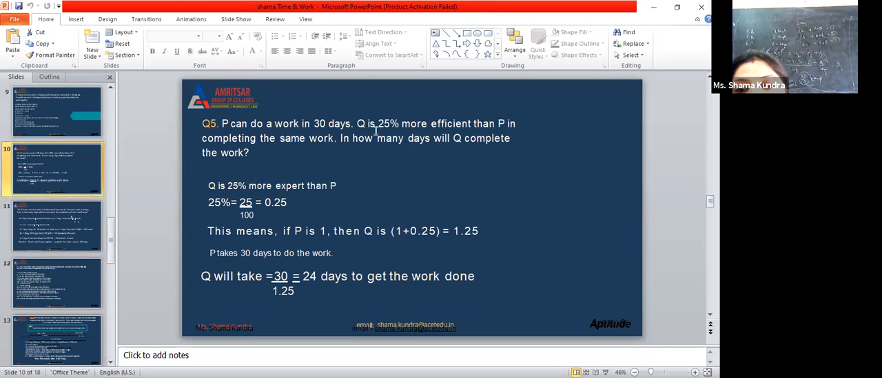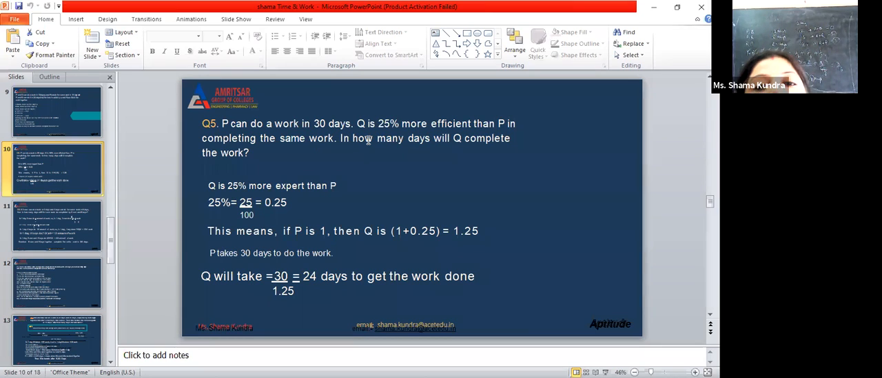P can do a work in 30 days. Q is 25% more efficient than P in completing the same work. In how many days will Q complete the work? Again, over here, very simple. What we have to do: invert and find one day work. What they have given over here: P can complete the entire work in 30 days.